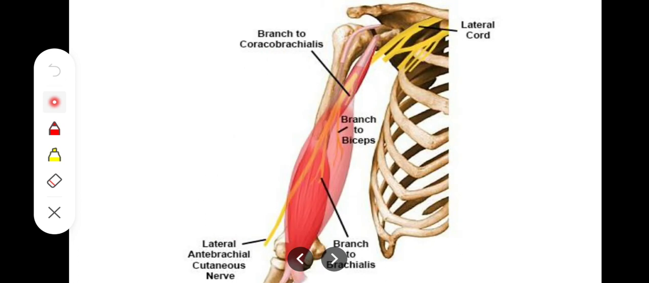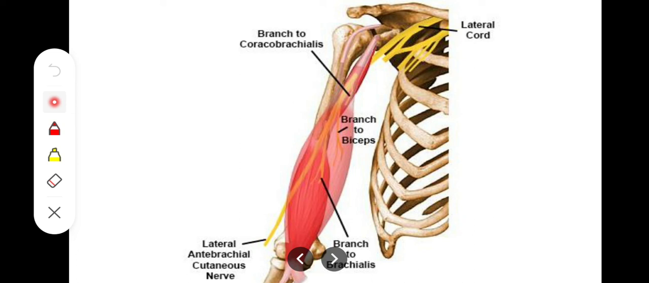So since it is passing through the muscles of the arm region, it will be giving some muscular branches to these muscles as well, right? So the muscular branches of this nerve are to brachialis, the coracobrachialis and biceps brachii. Then we have some of its cutaneous branches, but not in the arm region, rather in the forearm region, when it continues as the lateral cutaneous nerve of forearm, just 2 centimeter above the elbow joint, right?